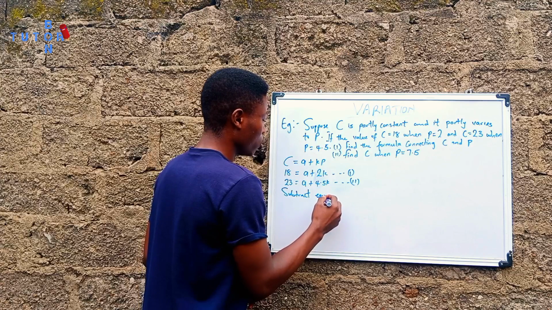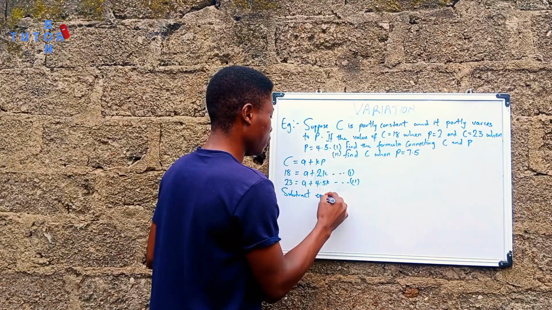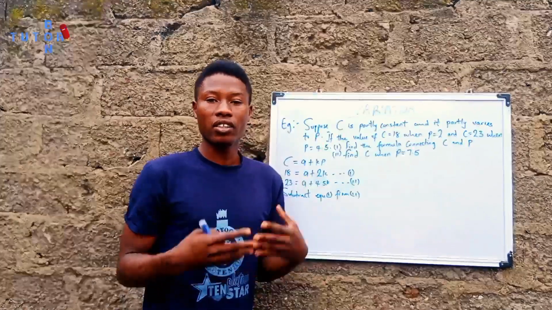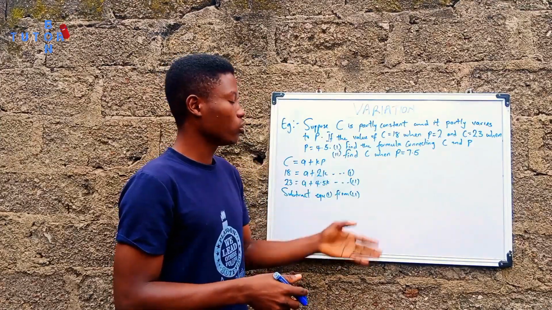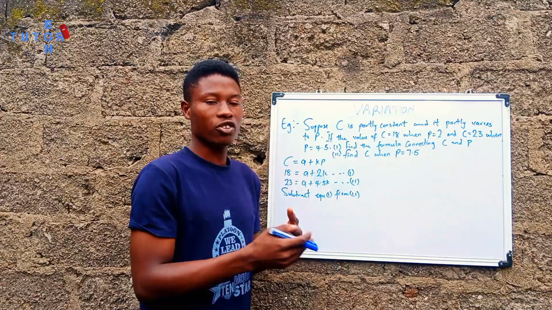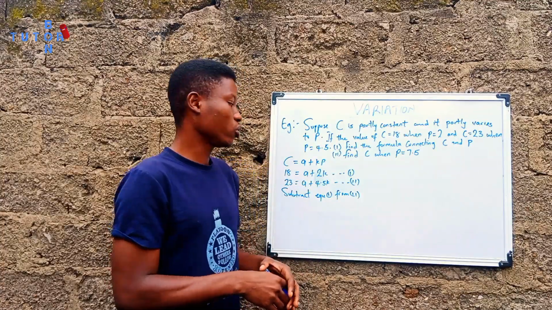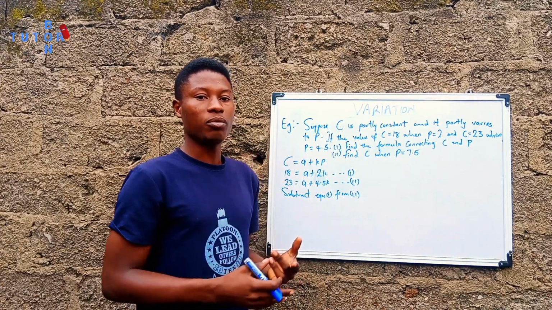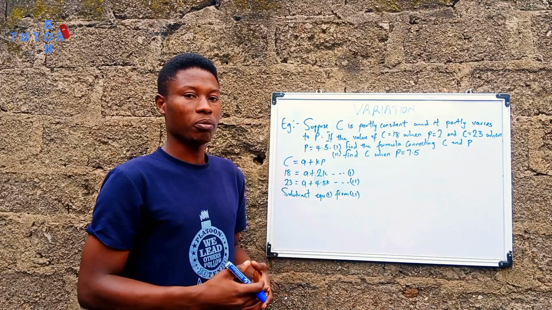So the solution now is to subtract equation 1 from 2. You can use any equation you like. You can subtract equation 2 from 1 or equation 1 from 2. This is just one method of solving simultaneous equations, which is called the subtracting method. We have the elimination method and we have the division method.